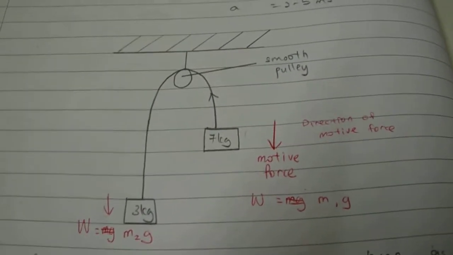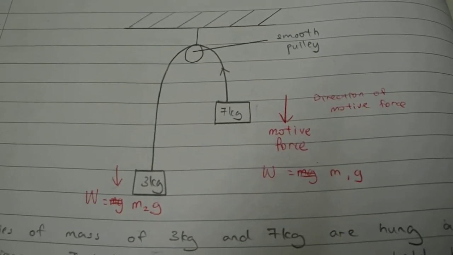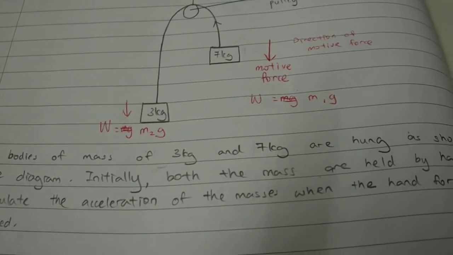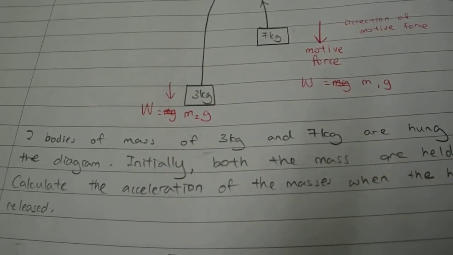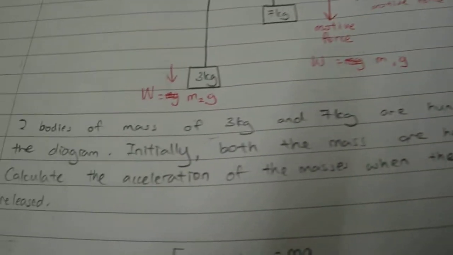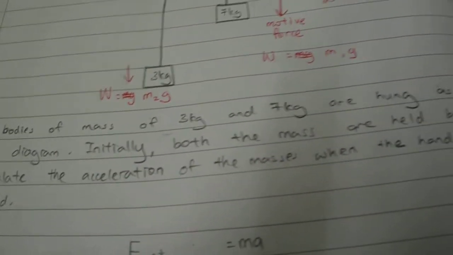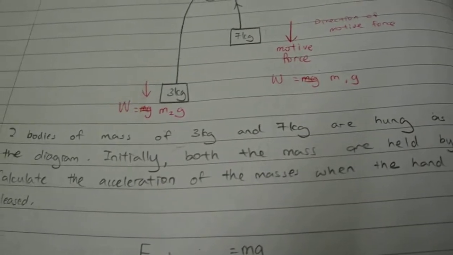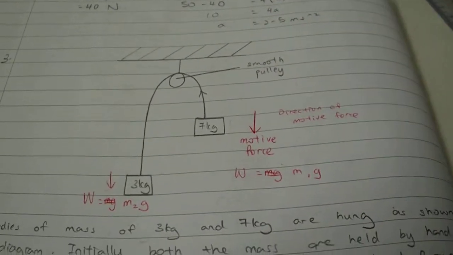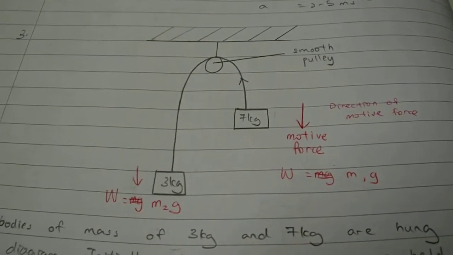So now this is the question that I got wrong. This is how the diagram looks like. Two bodies of mass 3 kg and 7 kg are hung as shown in the diagram. Initially, both of the masses are held by hand force. Calculate the acceleration of the masses when the hand force is released. By hand force, I mean I'm holding both of these objects in my hand so that none of them will fall.